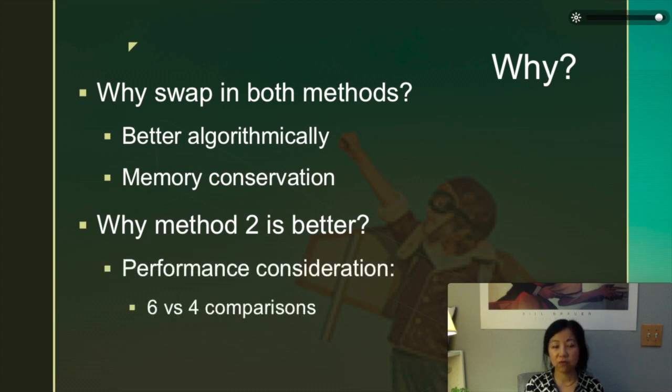So why is method 2 better? When we compare them, the most expensive thing depends on whether it's your memory or your calculation. In this case, it's calculation, definitely, because the two methods use the same amount of memory. The first algorithm uses 6 comparisons, and this method uses 4 comparisons. So this is what we are going to implement.